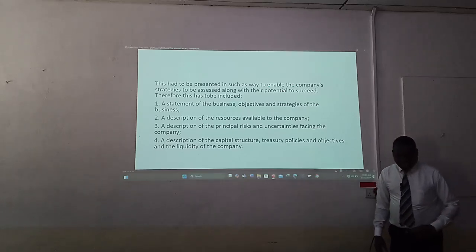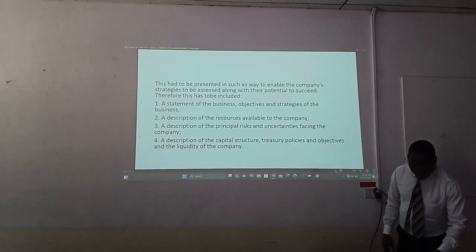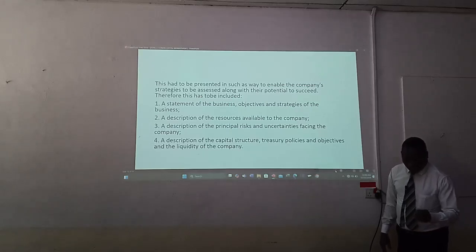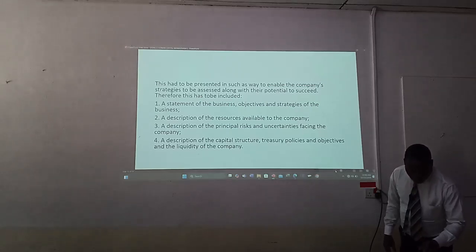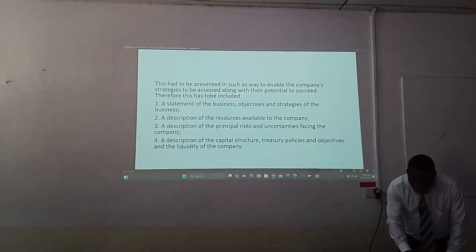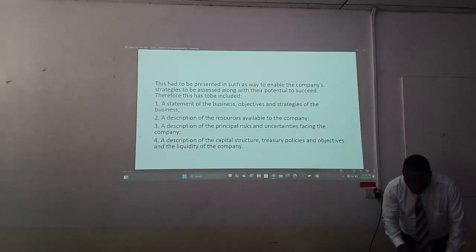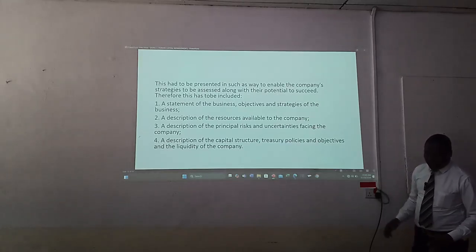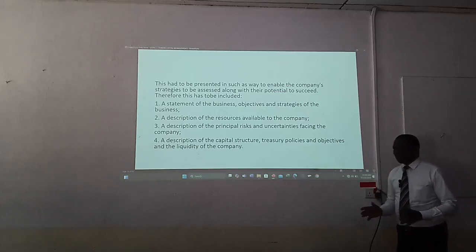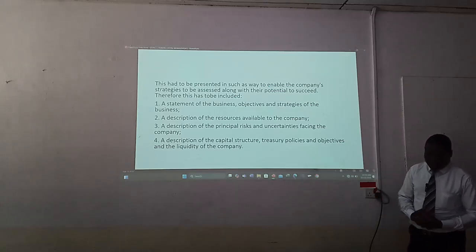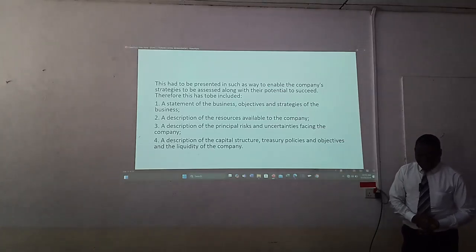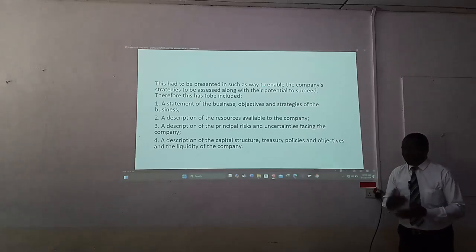So this had to be presented in such a way to enable the company strategies to be assessed along with their potential to succeed. Therefore, it has to be included. So the things that have to be included are as follows. Number one, a statement of business objectives and strategies of the business. This must be included in your report.